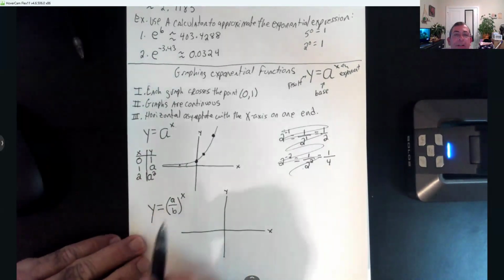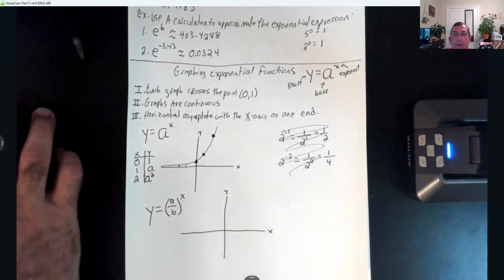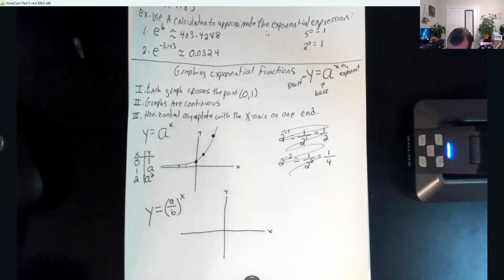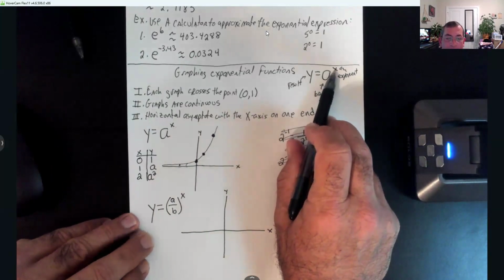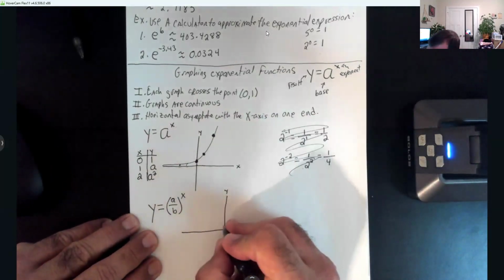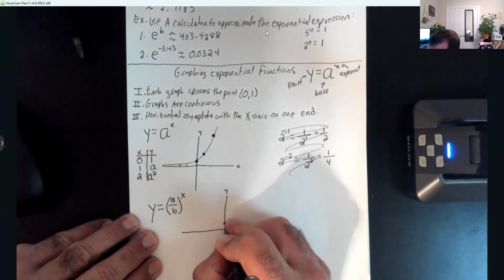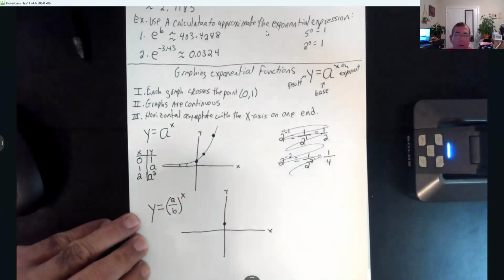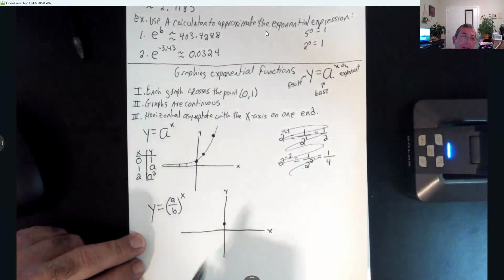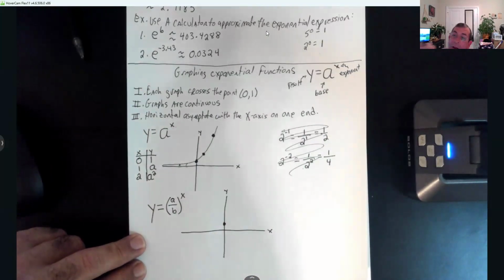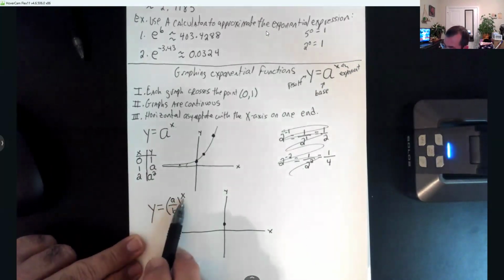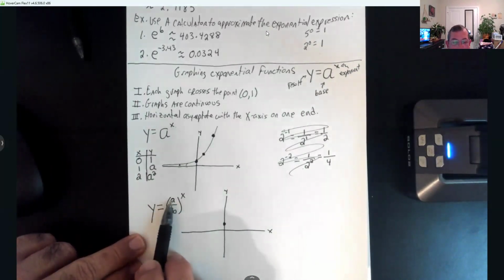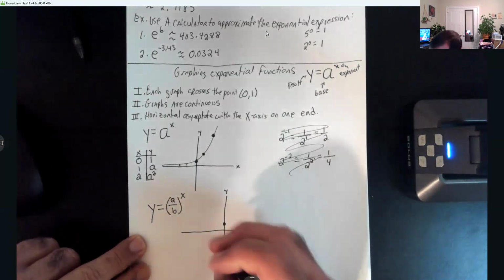Well, any fraction to the 0 power, we said anything to the 0 power equaled 1. So they're still going to go through 1. They all go through 0, 1 on the y-axis, unless we move them around, and we'll learn that later on, okay? Now, if that's a 1, and say this is 2/3, 2/3 to the first would be 2/3.